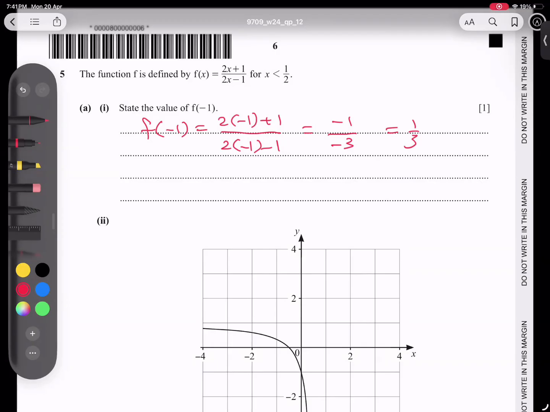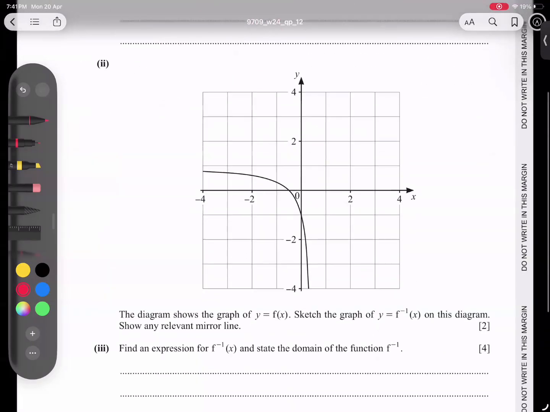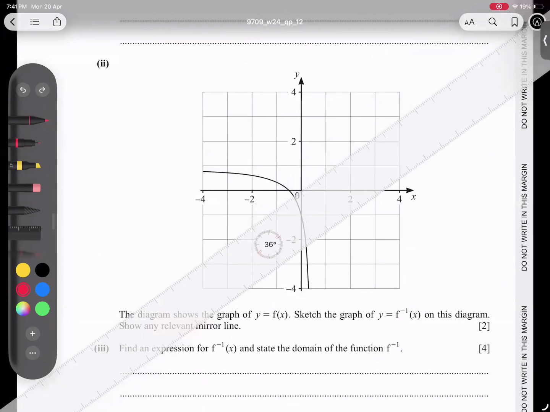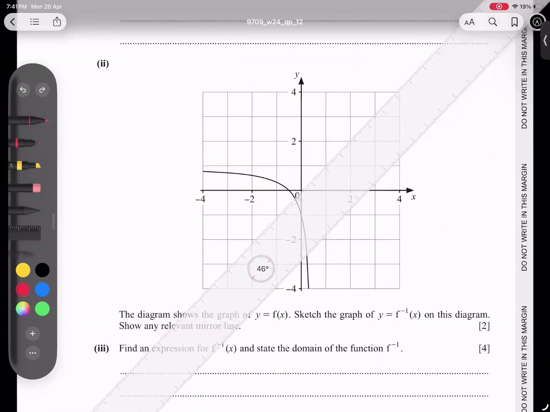Afterwards, what is the next part? In the next part he has given this diagram, and f(x) is drawn. You can see a solid line. So he's saying sketch f inverse on the same diagram, show the relevant mirror line. You know, students, whenever we have a mirror line I draw it before I start the next part. And the mirror line, always we have y equal to x.